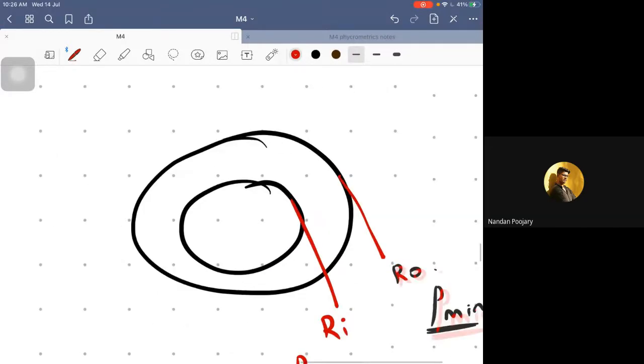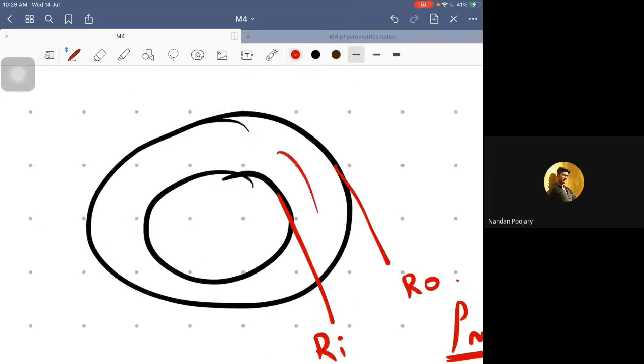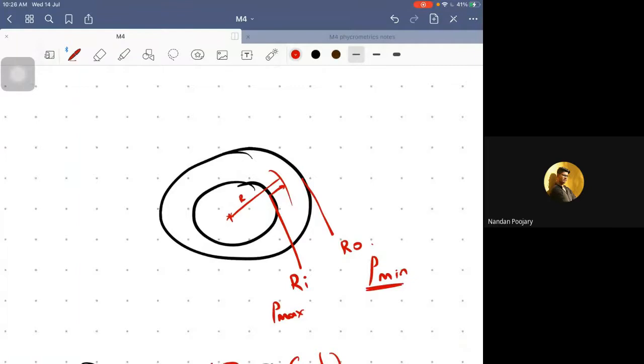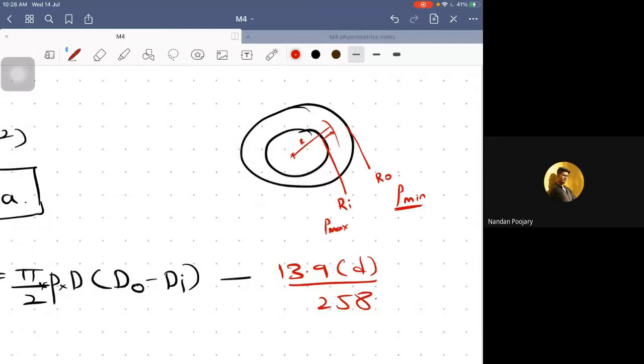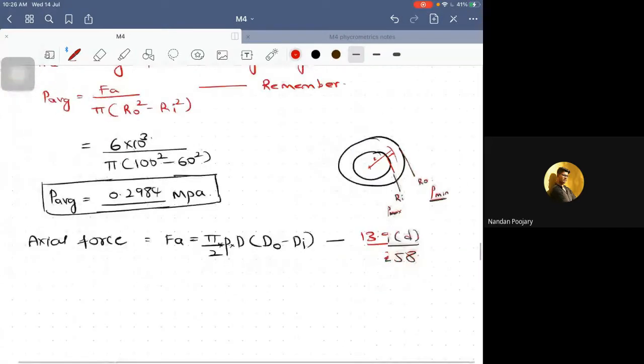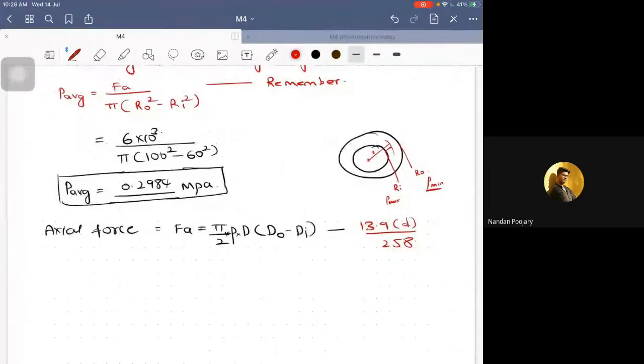Suppose you want a pressure anywhere in between, at a distance r from the center, then you can use this particular formula, P max into Di. Generally, take this statement: pressure will be maximum at the inner radius, and the pressure will be minimum at the outer radius, because we engage the clutch from the center towards the outer side. So keep that concept alive. We'll be using this particular formula now to calculate our P minimum and P max.